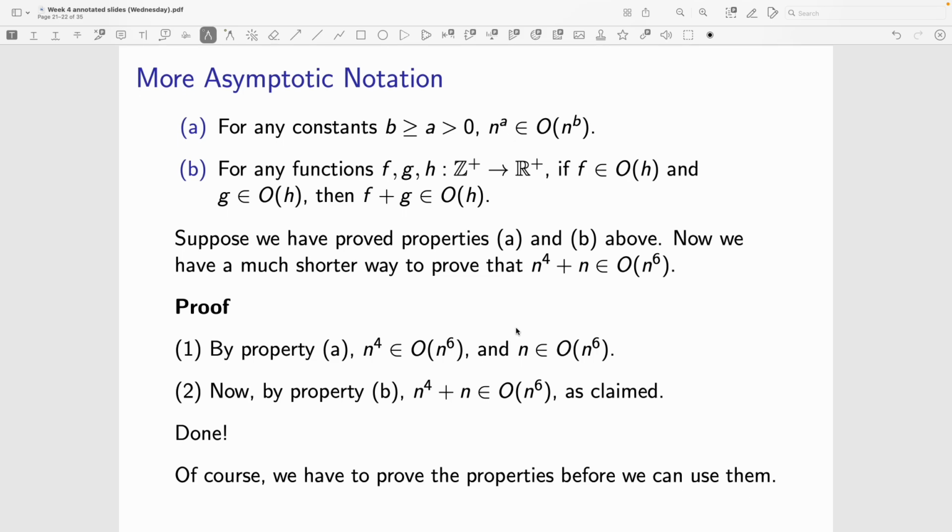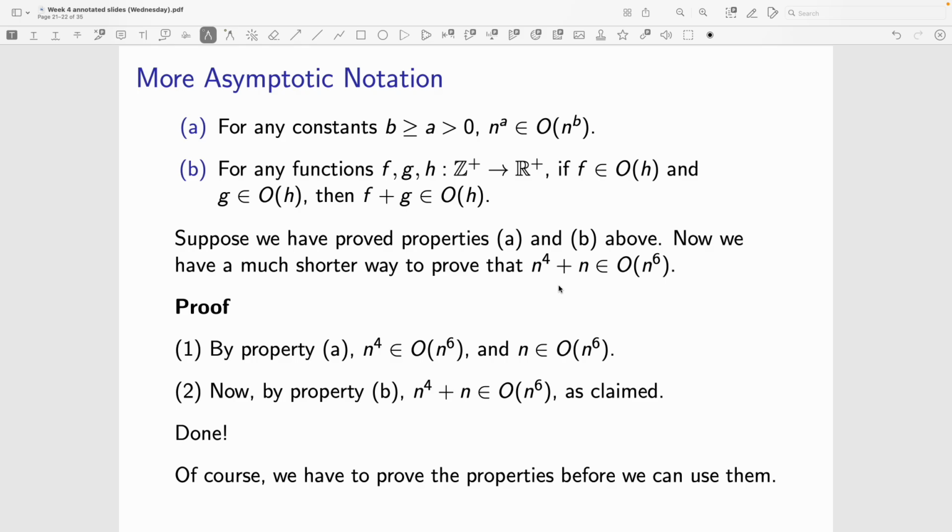So say we have these facts, and we want to prove that n to the 4 plus n is in big O of n to the 6. Like I said before, you still have to know the definition. This is both for the sake of understanding what's going on behind the hood, and more practically, because the assignments will involve questions that say you have to use the definition.